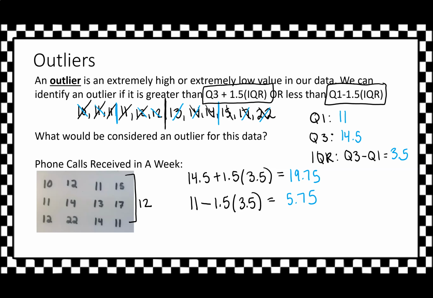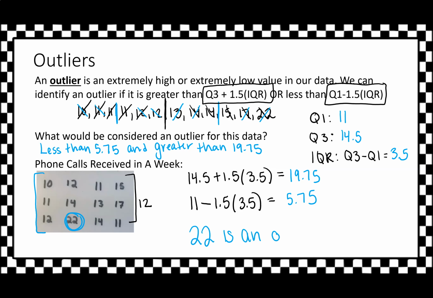So let's go back and actually answer this question. Anything less than 5.75 is considered an outlier, and anything greater than 19.75. What would be considered an outlier for this data? Looking at here, do we have anything less than 5.75 in this data set? No, we don't. Do we have anything greater than 19.75? Absolutely, we do. So in this particular case, 22 is an outlier.